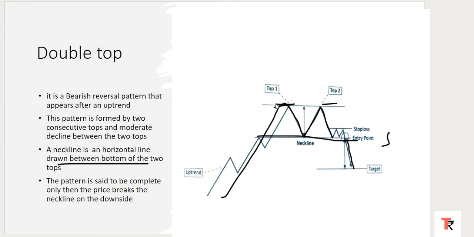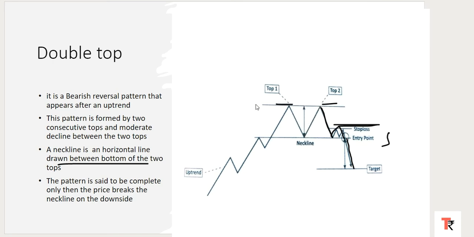What would be the target? The target would be the difference between the neckline and the top. And the stop loss will be, if there is a pullback, you can take the stop loss of the pullback here, and you can take a short position here. So this is how a double top would reflect.